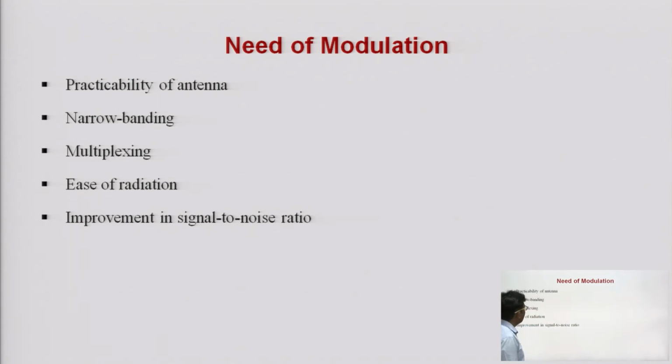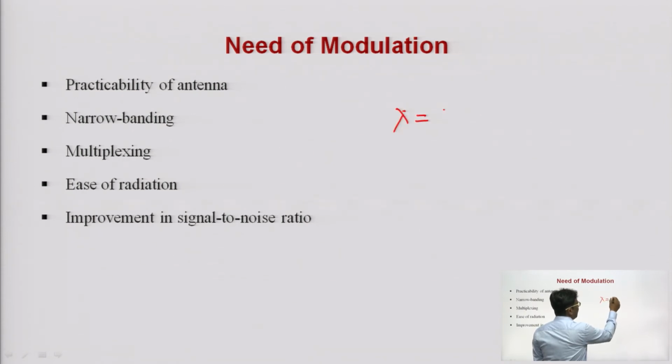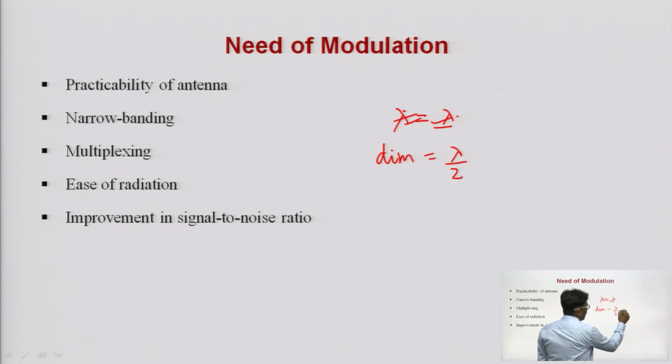So, why do we need modulation, or what are the advantages of modulation? These are the advantages of modulation. The first advantage, or need, is practicality of antenna. Generally, whatever antenna we design, its dimension must be in terms of lambda by 2 or lambda by 4.